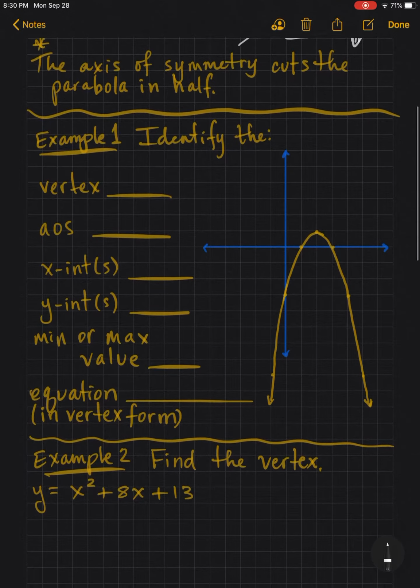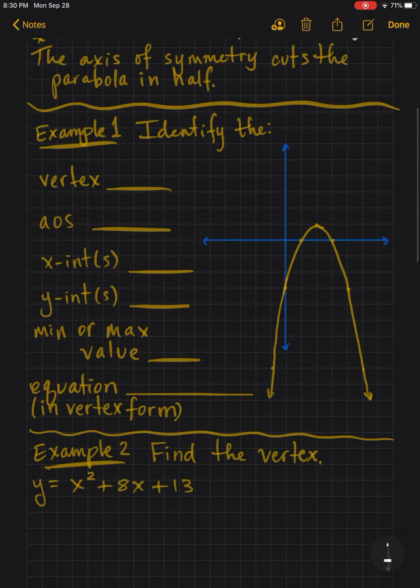For example 1, I'd like for you to identify the vertex, axis of symmetry, x and y intercepts, minimum or maximum value. And then actually write the equation in vertex form. Let's start with the vertex. We can see that it's right here, and that appears to be over 2 up 1.